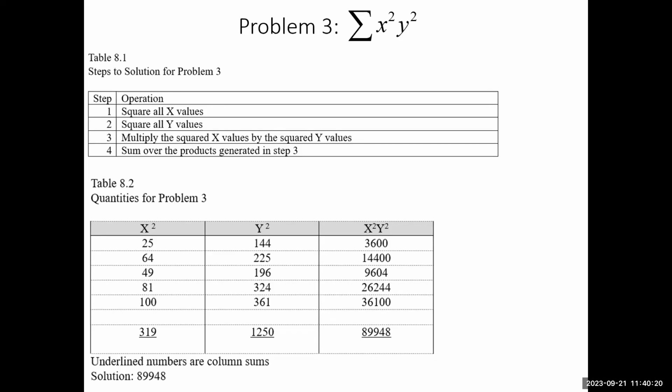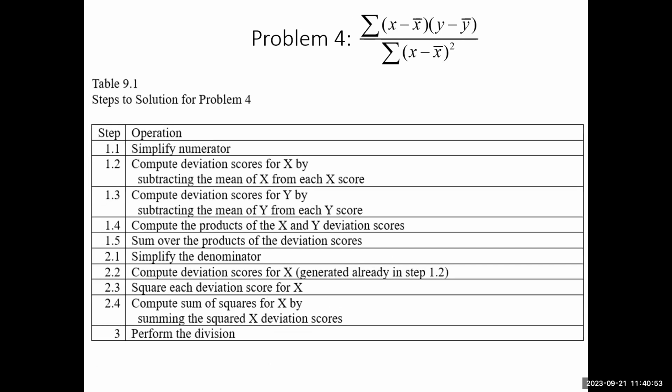The column on the left has the squared x values. The column in the center has the squared y values. And then the column on the far right has the product of those squares. And obviously, because we're squaring numbers, these numbers could get large. So again, the sum over the product of the x squared, y squared value is going to give us a sum of 89,948, which is the solution to problem 3.